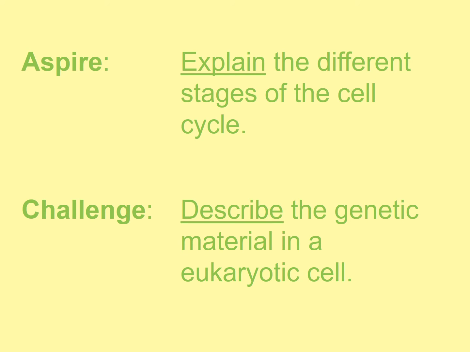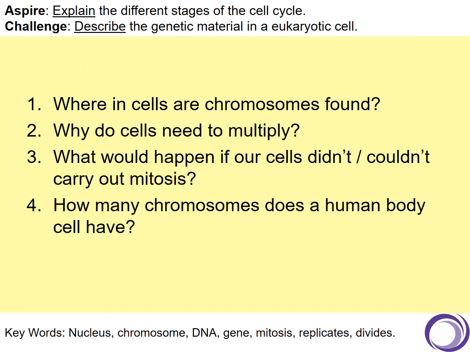So we're now coming to the end of this lesson. We've described the type of genetic material in a cell, and we've also looked at the different stages of the cell cycle. I just want to recap it, okay? I just want to make sure you've got this properly. It's all about recalling and making sure you've understood everything.